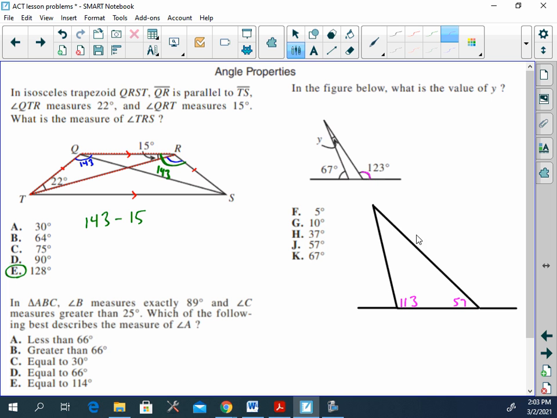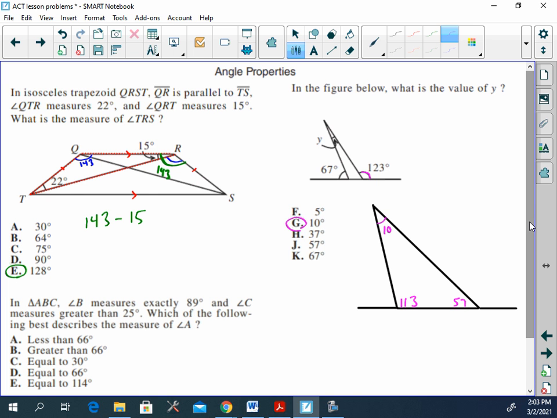And they're telling us to try to find what this angle is. These three angles should add up to 180. So if I add these two pieces up, I get 170, so this has got to be 10 degrees to get me to 180.